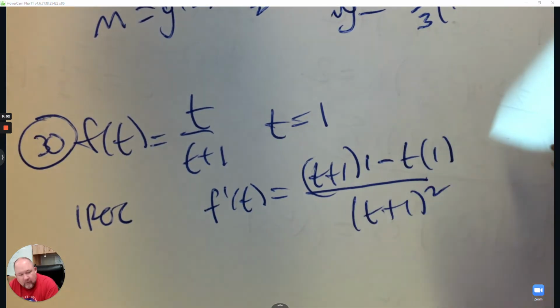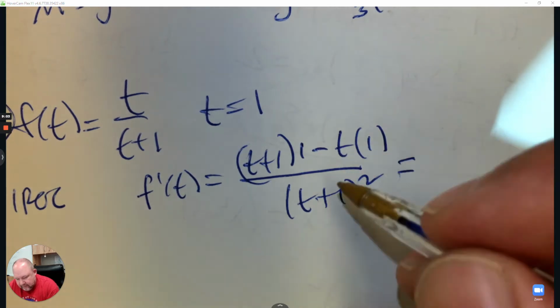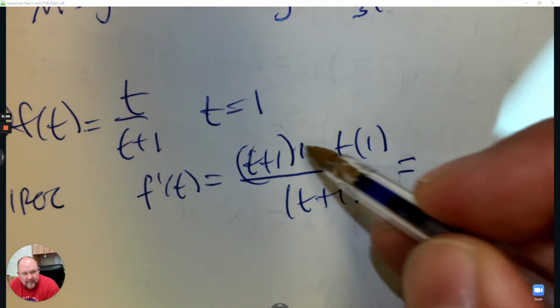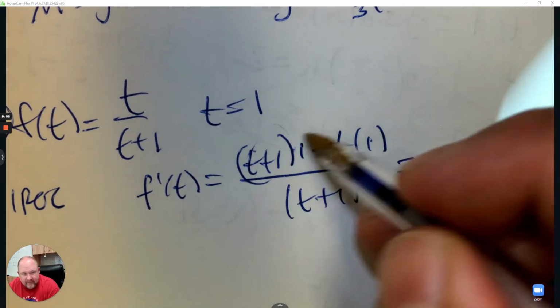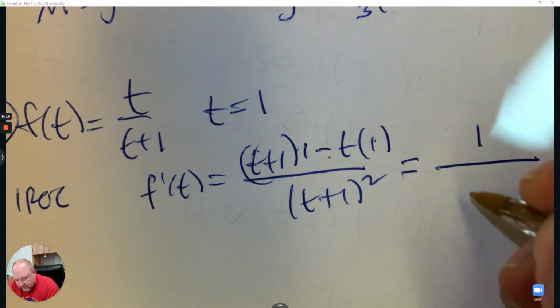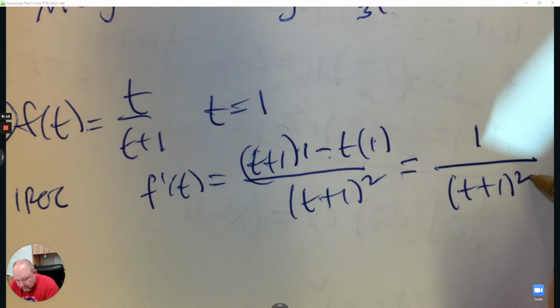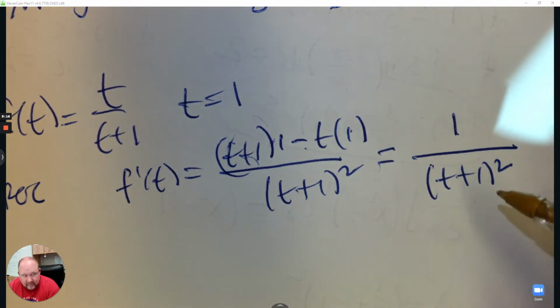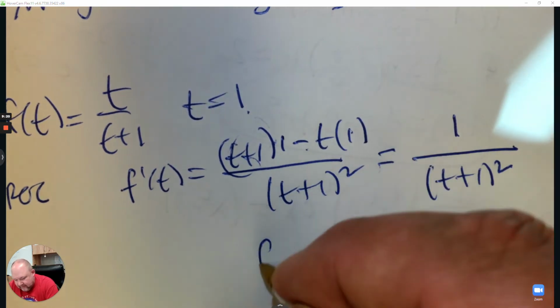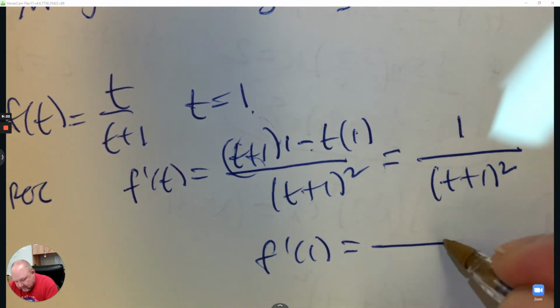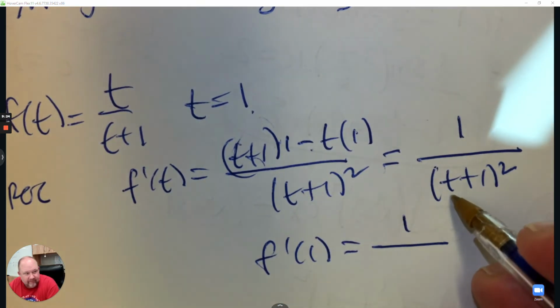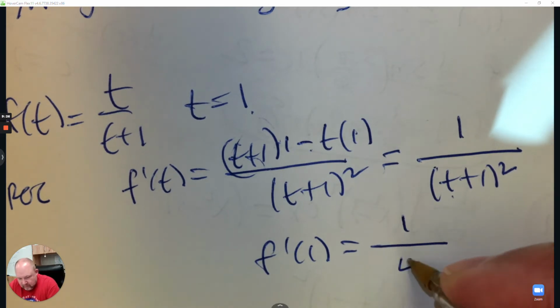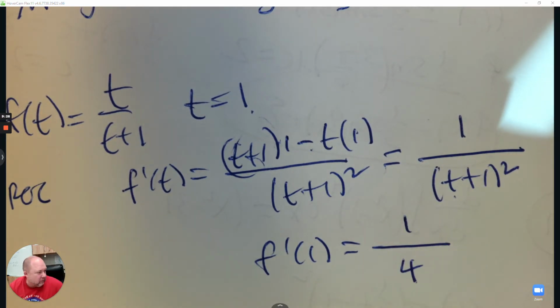So do the quotient rule. I am going to simplify this. So t times 1 is t, and negative t, they cross out. So when I simplify the numerator, you're just left with 1. You should try it. If you distribute and combine like terms, you're left with 1. You can do that. And then when I plug in, what's the instantaneous rate of change at 1? You'd plug in 1 for t. 1 plus 1 is 2. 2 squared is 4. So the instantaneous rate of change is 1/4.